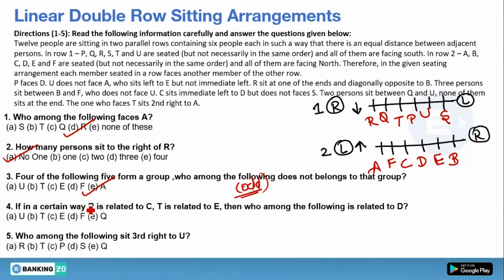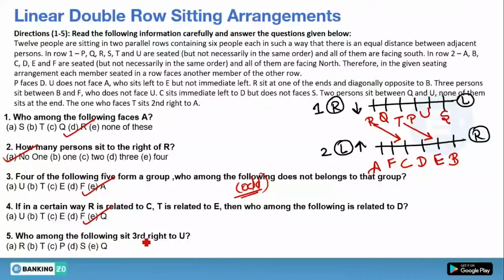Question number 4. If in a certain way R is related to C, and T is related to E, then who among the following is related to D? We have to find out this pattern and apply the same here. We can clearly see that R is facing A, so after A, at the second right place, C is over here. Similarly, T is facing C, so after C, at the second right place, E is over here. So we have to find out the pattern for D. Let's check Q. In front of Q, F is over here. So after F, at the second place, D is seated. So the correct answer is Q. Option E is correct.